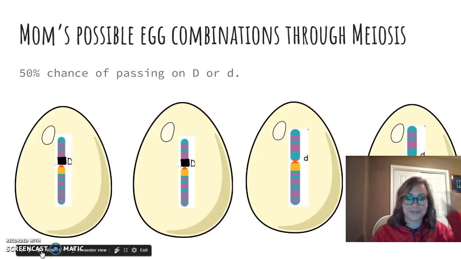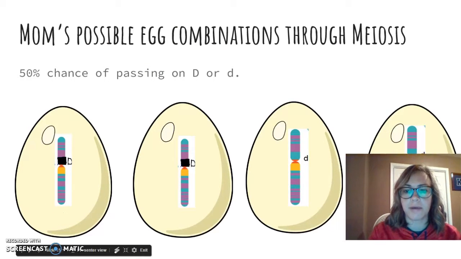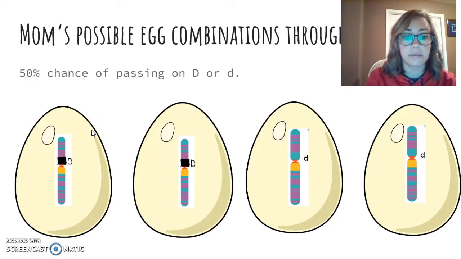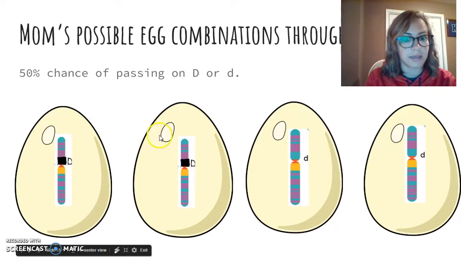Okay, so of course, to start, we have to look at mom's possible egg combinations through meiosis, right? So mom could possibly make an egg that contains the big D allele. She could make another egg that could contain the big D allele, because remember we make 4 eggs. She could make an egg that contains the little d allele. She could make another egg of the little d allele.